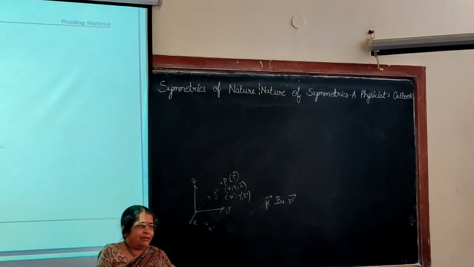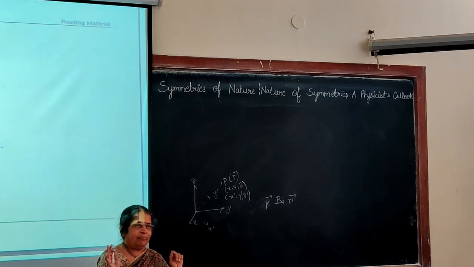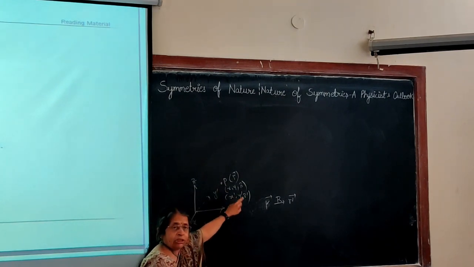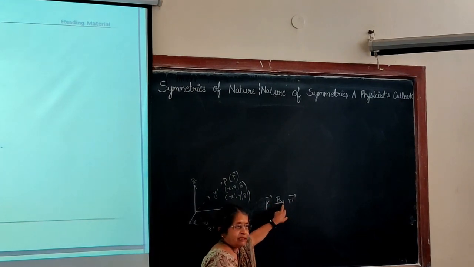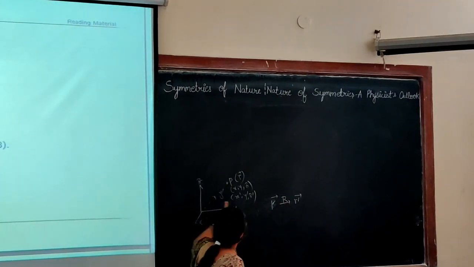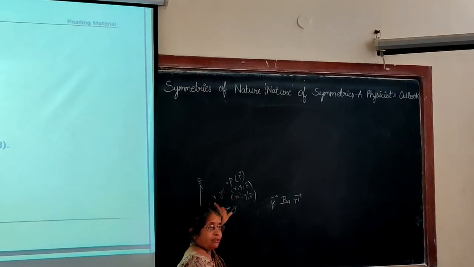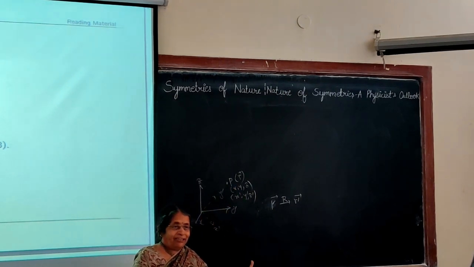So the same point will be described by another set of coordinates, x prime, y prime, z prime. But the point is the same, no? That is a point in space. Its description has changed, and that change in the description is given to us by this transformation. These transformations will not change the length of this vector. That is clear. The point P, its distance from the origin is going to be fixed, right?